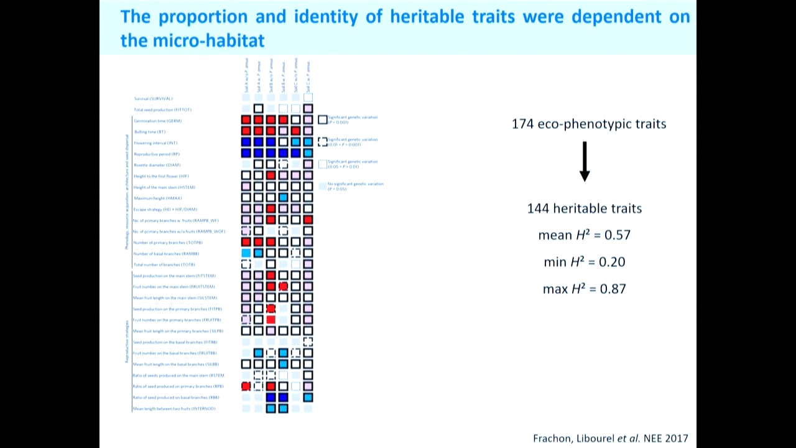But what is interesting to see is that the gray boxes correspond to non-heritable traits. And you can see that depending on the macrohabitat, some traits could be heritable or not. For example, I can take this one, the rosette diameter. The rosette diameter is not heritable in the first macrohabitat and the 5th macrohabitat, but is heritable in the others. So clearly, depending on the native ecological conditions, some traits could be heritable or not.